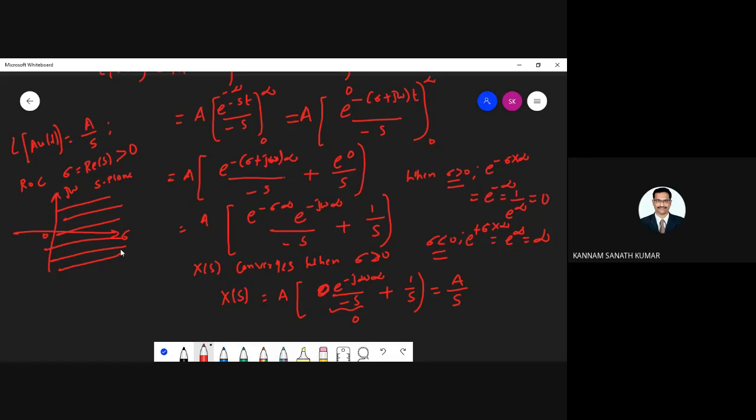Like this you have to find the Laplace transform of A into u of t.